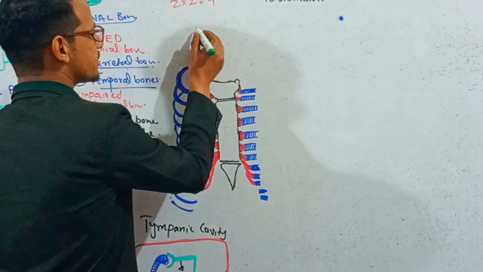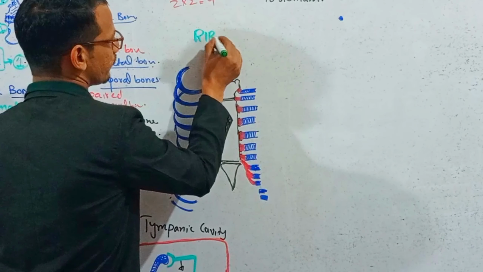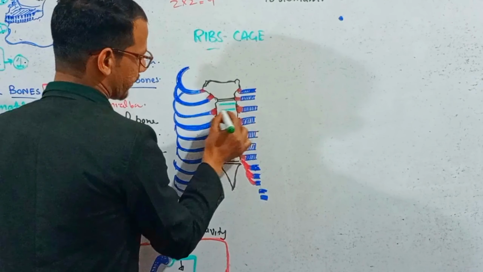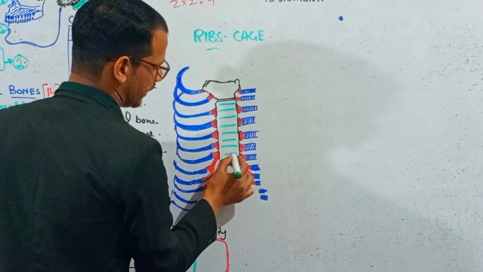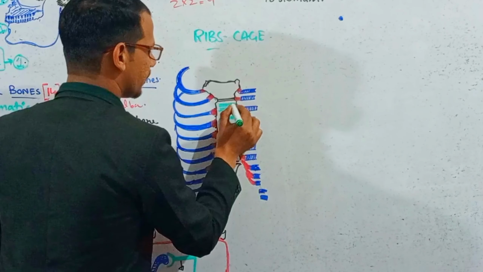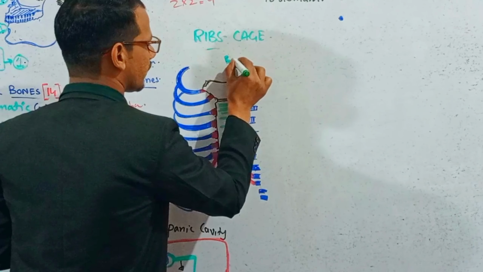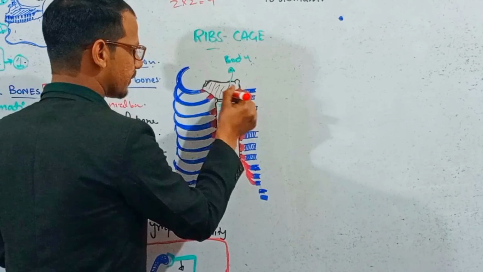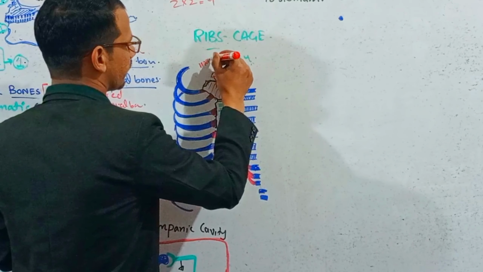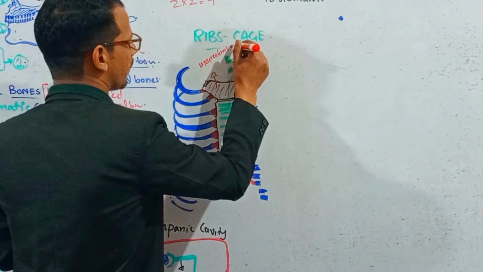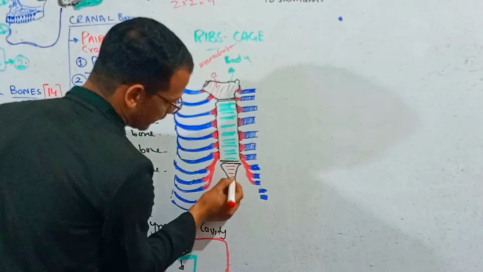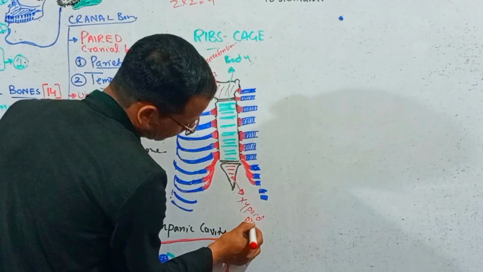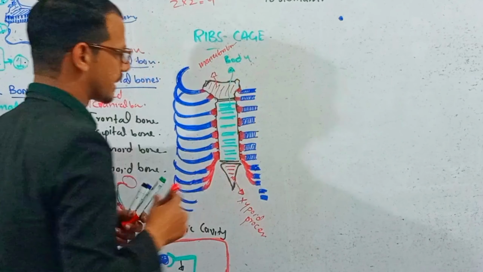This is the diagram of the rib cage, right? This is the sternum. This green area of the sternum is called the body of the sternum, right? This red area of the sternum is called the manubrium, right? And this area is called the xiphoid process. So this is the sternum.